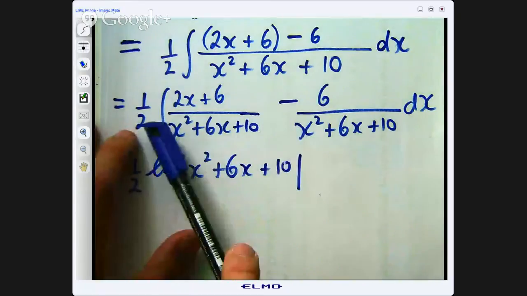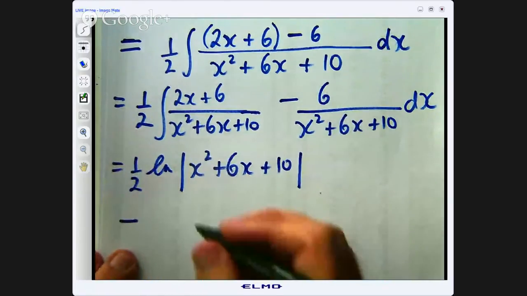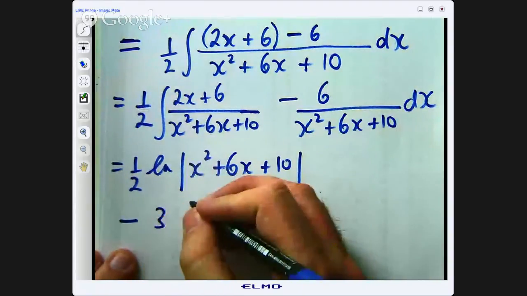Now, let's expand this out. The half and the 6 will cancel. I'll write this down as a second line now. So I can actually take that out the front and have a 3 there.